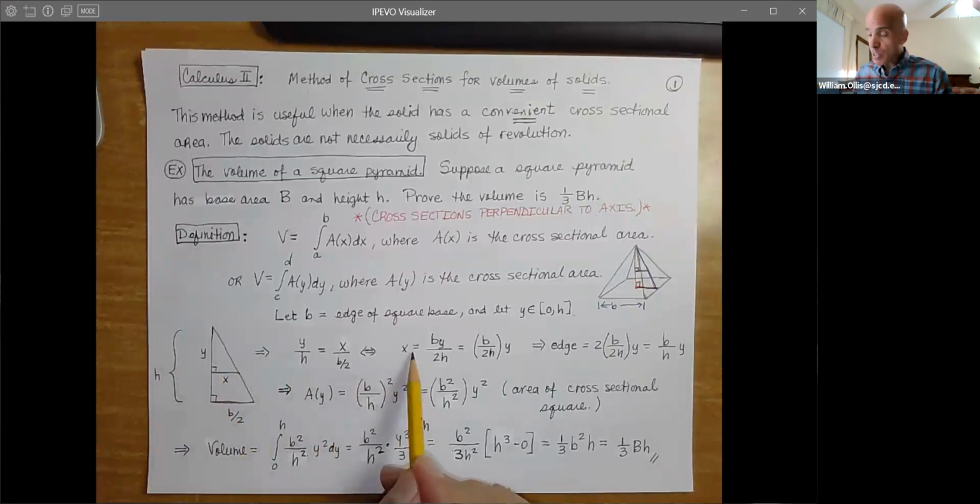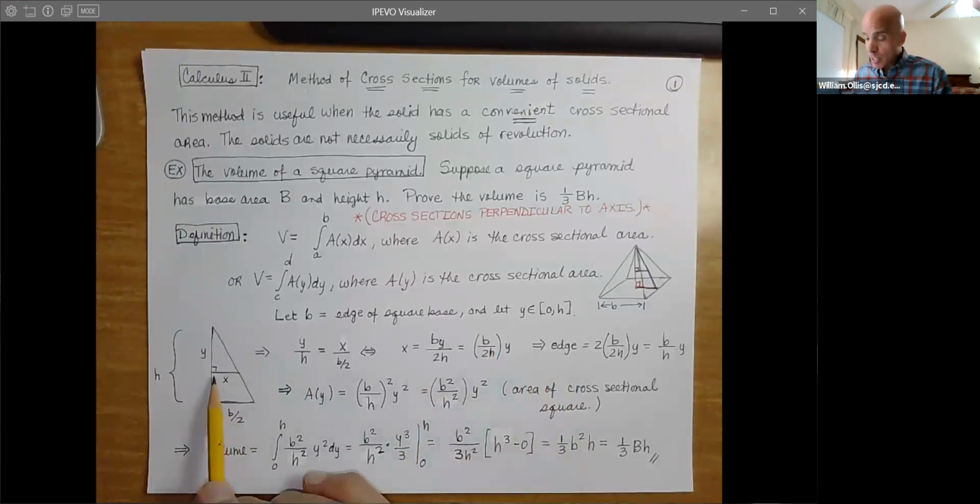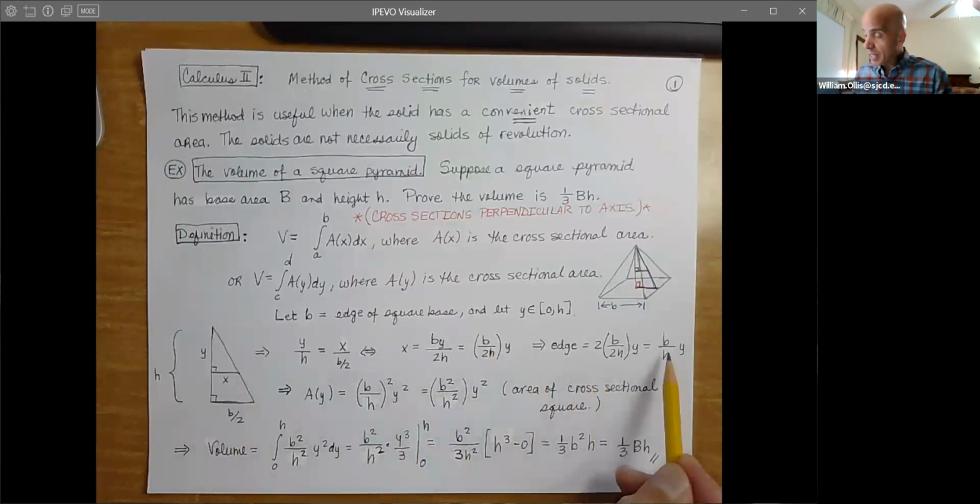Then it's very simple to solve for X by cross multiplication, and we get B/2H times Y. Since this edge is only half the distance across, we double it and we get B/H times Y. That defines the edge of the cross section, which is a square. So the area formula for the cross section will just be an edge squared. We square this formula and we get B² / H² times Y².